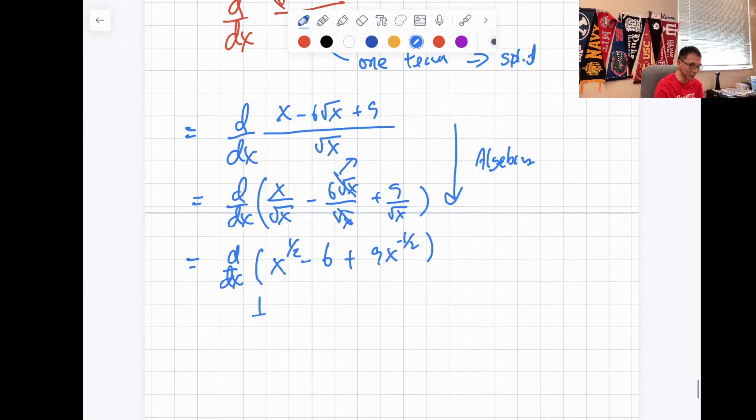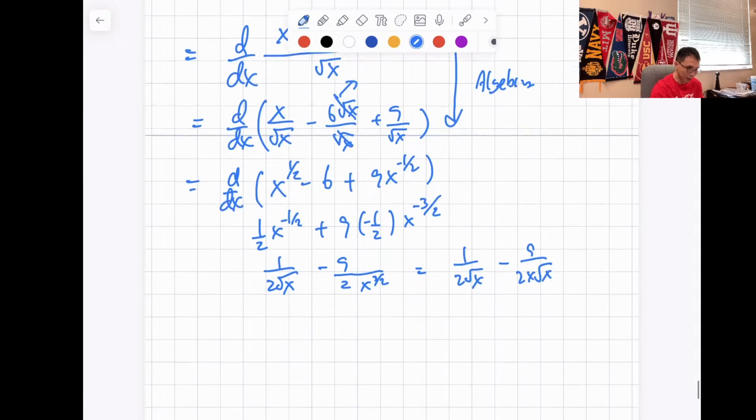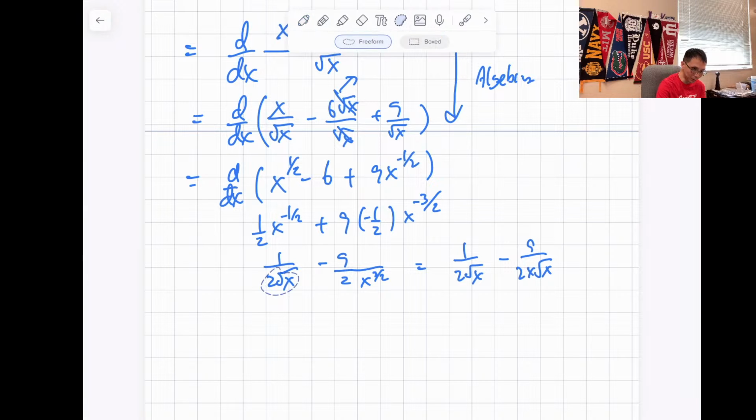So now I'm going to do the derivative. It'll be 1/2 x to the negative 1/2. What's the derivative of 6? And this one negative 3/2. So it'll be 1 over 2 root x minus 9 over 2 x to the 3 over 2. So you can do that. That's fine. Or 1 over 2 root x minus 9 over 2 x root x. Either one's acceptable, so I will probably do this. And that's just a derivative.